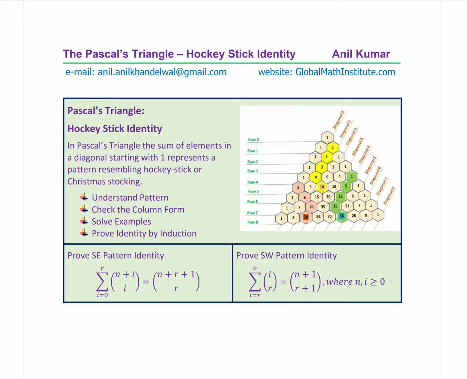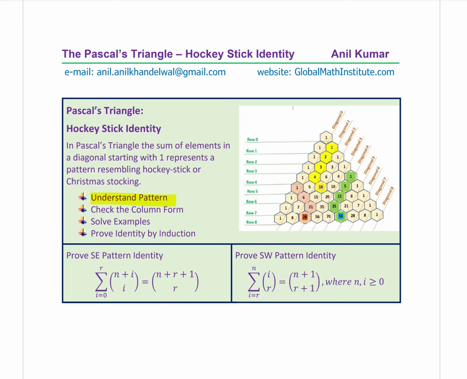I will discuss at length what the property is, how we can solve related questions, and also how to prove it. The idea here is to understand the pattern, which is popularly known as hockey stick identity. We'll also see a column version of it, and then solve examples and prove the identity by the method of induction.